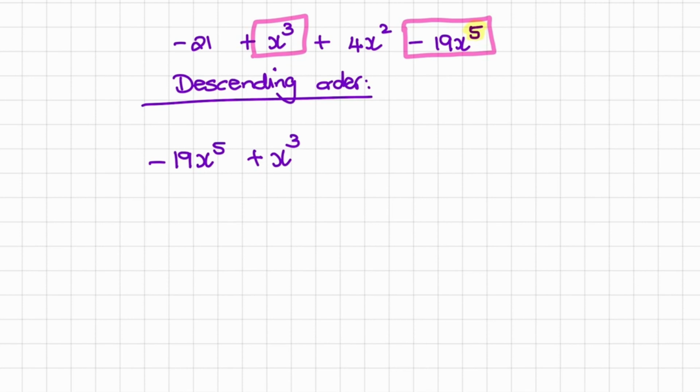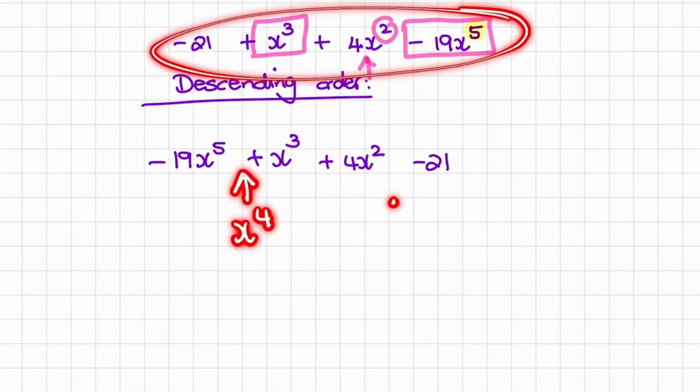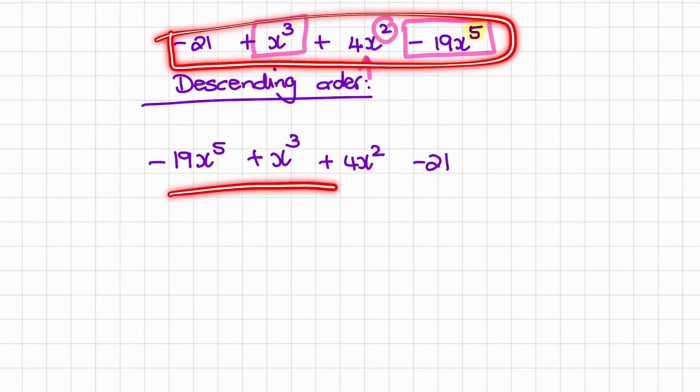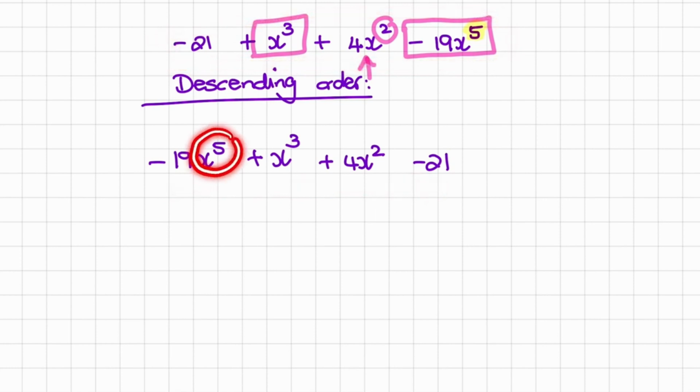Our next highest exponent is 2. So our next term would be 4x squared. So that becomes plus 4x squared. And our last term is negative 21. So notice there are two gaps here. We don't have an x to the power of 4 in our original expression, and we don't have anything which is just x, or x to the power of 1 in this expression. So these four terms can be written in descending order, starting from x to the power of 5, then 3, then 2, and then the constant value.